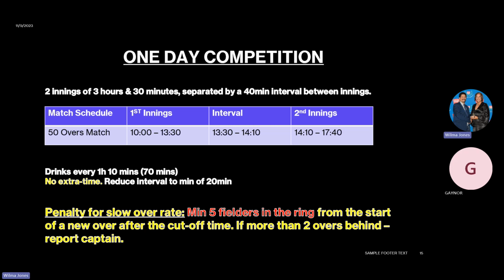There are drinks breaks every 1 hour 10 minutes, or 70 minutes, of 5 minutes duration. There is no extra time available. However, if there is an interruption, you can reduce the interval to a minimum of 20 minutes. There is, however, a penalty for slow over rate, which means that if you reach the cessation time of the innings and there are still overs that need to be bowled and there are no extenuating circumstances that need to be taken into account, the fielding team then needs to bring one fielder in from the outside into the ring, and there should be a minimum of 4 outside the ring, right?